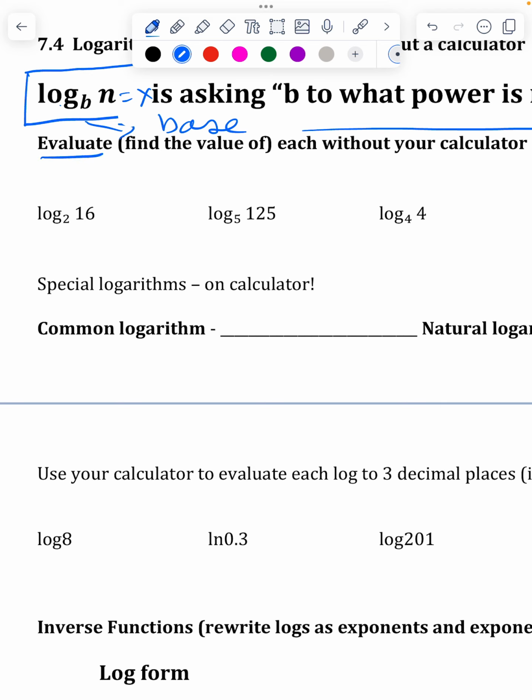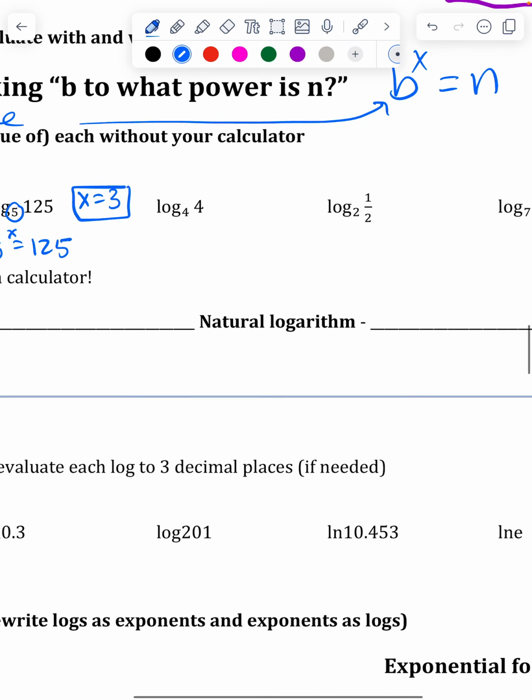This is saying 2 to what power is 16. Now you have a power chart, and if you looked at your power chart, 2, 4, 8, you're going to find out that 2 to the 4th power is 16. So that's the answer. This is saying 5 to what power, because 5 is in the basement, so that's your base, equals 125. And you would look on your power chart and find out that 5 to the 3rd power is 125.